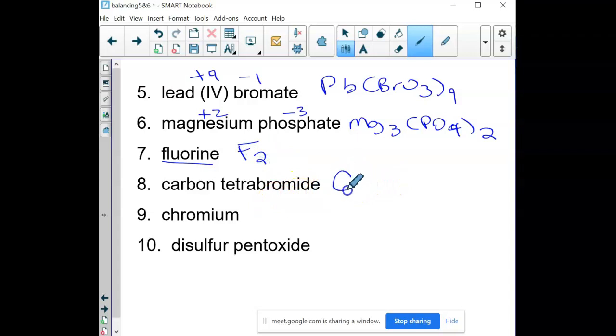Carbon tetrachloride would be CCl4. So we're using prefixes. It starts with a nonmetal. Chromium is by itself, so I'm thinking about Brinkelhoff, yes or no, and that's a no, so it's just Cr. Disulfur pentoxide is S2O5. Okay, di, 2 sulfurs, pent, 5 oxygens.